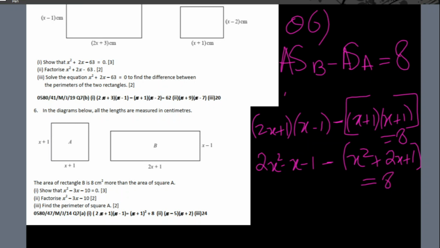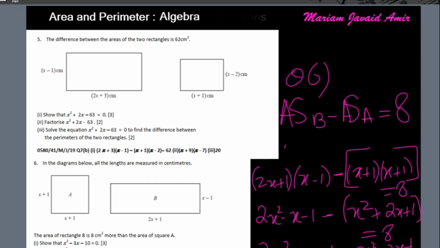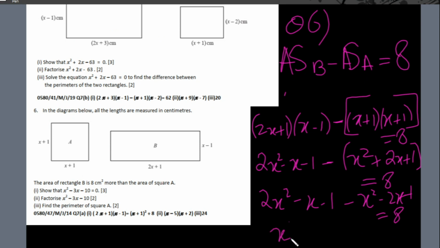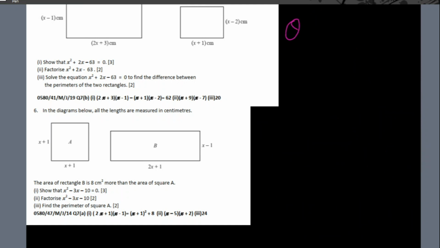equals 8. Now open the brackets, 2x square minus x minus 1 minus x square minus 2x minus 1 equals 8, which gives x square minus 3x minus 10. And we've shown this required equation. Alright, in part 2, question 6, part 2, we are asked to factorize this x square minus 3x minus 10.